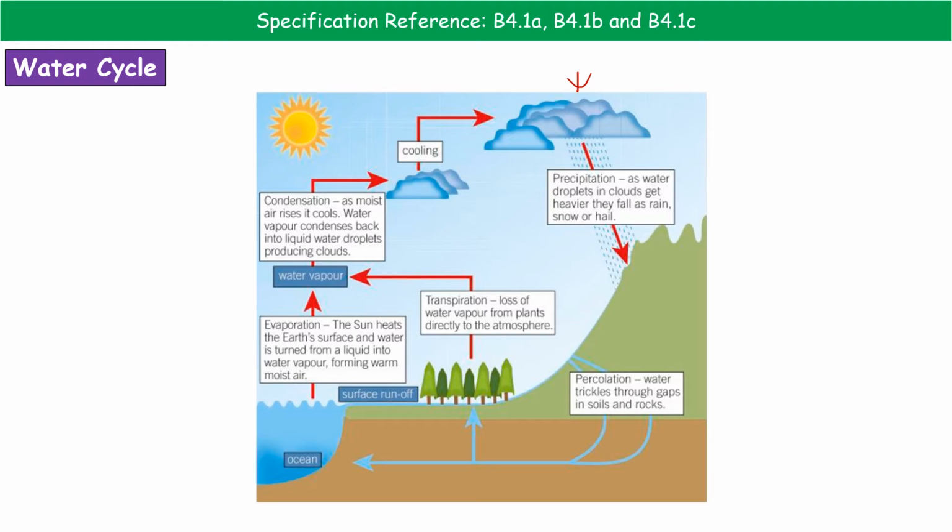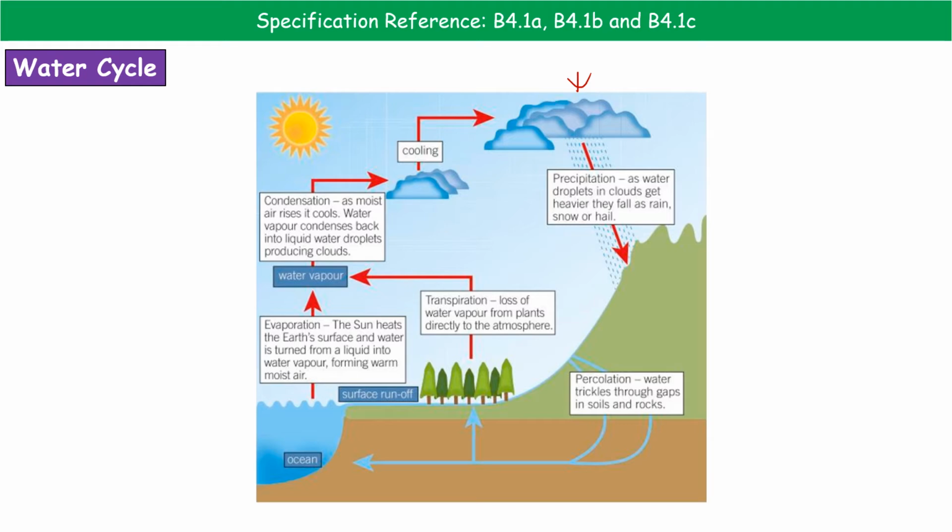As that rain reaches the ground, some of it is literally just going to run off the surface into some kind of water system. Some of it is going to actually trickle through the gaps in soil and rocks in the process we call percolation. So if it percolates, it trickles through gaps.